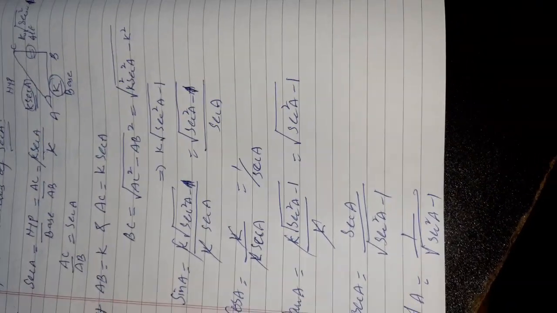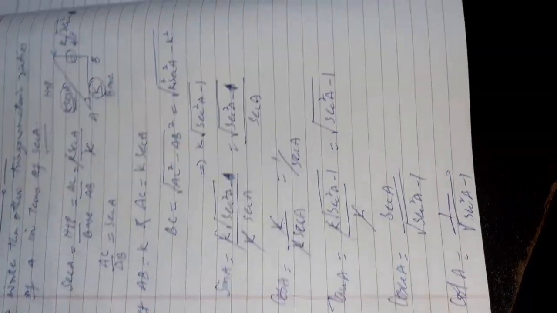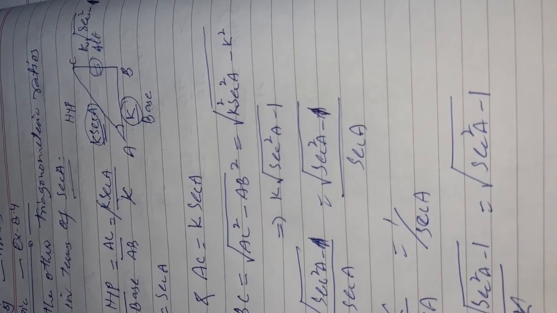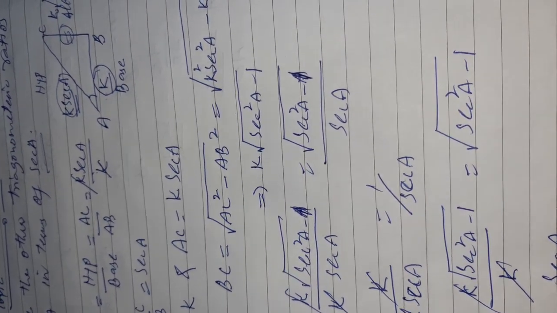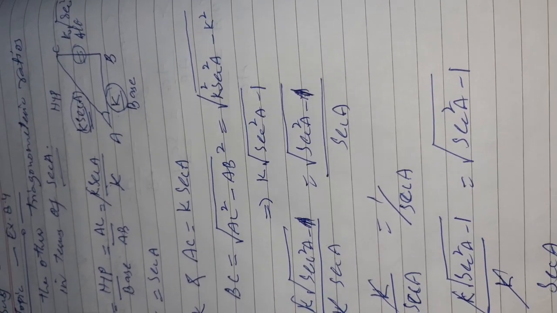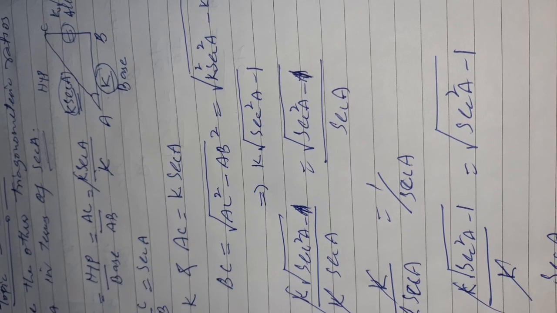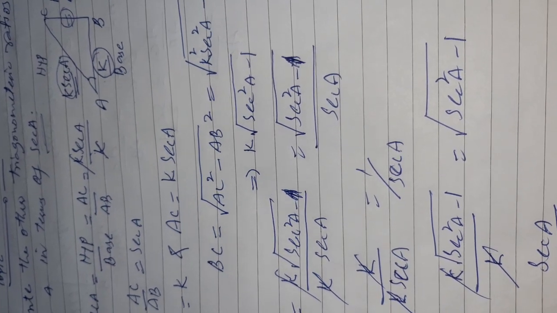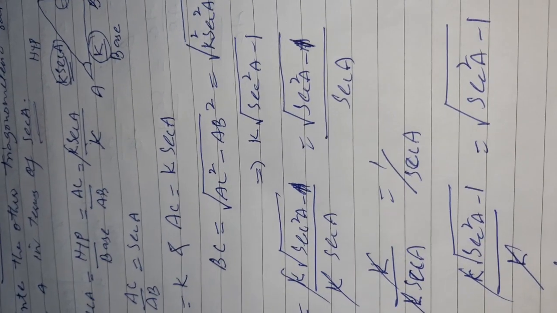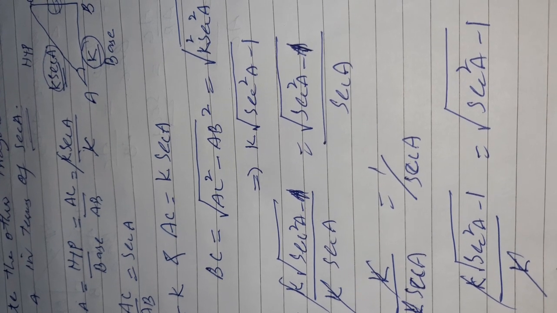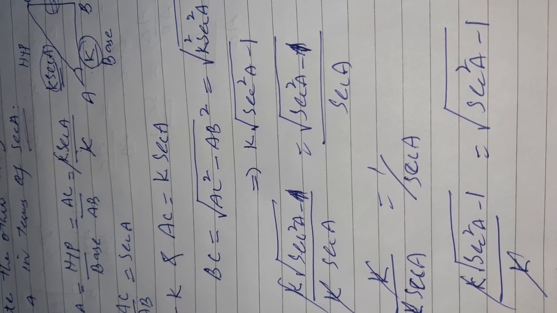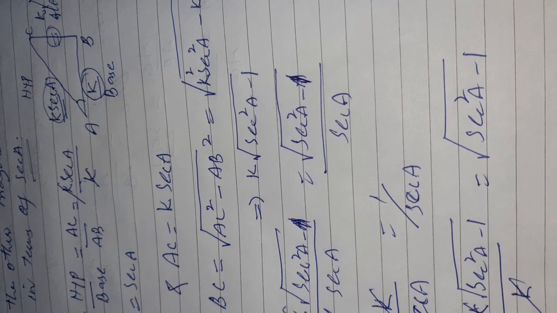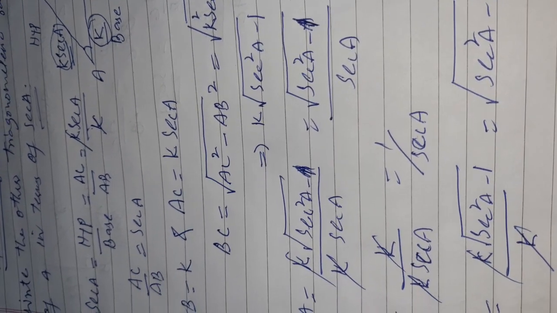Once again, let's have a recapitulation. First of all, I consider here a right angle triangle with base AB, altitude BC, and the hypotenuse AC. Dear students, then I assume that the base is equal to K, and AC, that is the hypotenuse, is equal to K sec of A. Why? Because we know sec is equal to the hypotenuse by the base. So hypotenuse I consider K sec of A, and base I consider K. K and K cancel out, so we get sec of A. So it means hypotenuse and base are known. The third side, that is the altitude BC, I calculate here with the help of the Pythagorean theorem.